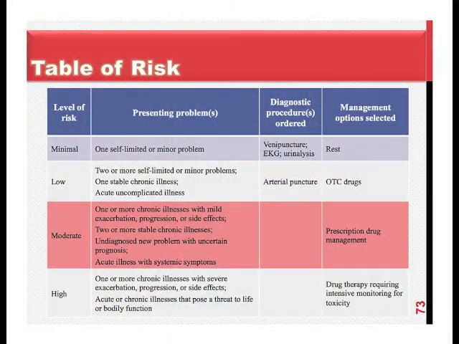This table, again, kind of summarizes it better for you in terms of where you're at. Look at the red one. It's a moderate level of risk because we have 1 or more chronic illnesses with mild exacerbation, progression, and side effects. That's probably kind of common in a lot of our visits. Or we have 2 or more stable chronic illnesses. So those 2 points are probably pretty common in a lot of what we do. Sometimes we pick up an undiagnosed new problem. Occasionally there might be an acute illness, such as maybe a strep infection with a kid with OCD, which could be exacerbating it. So those are the things that put you in there.